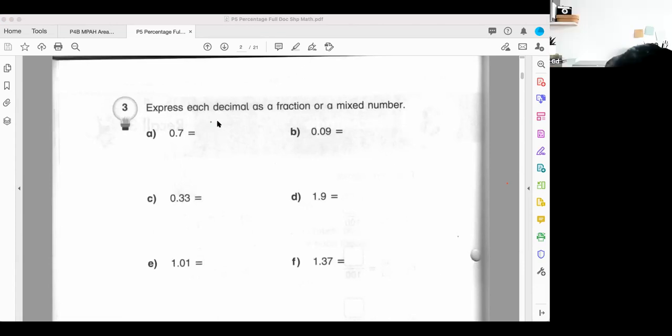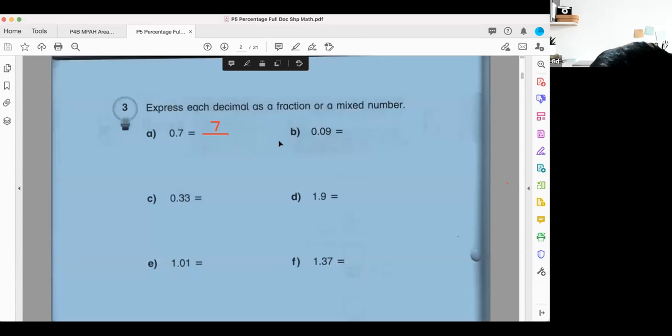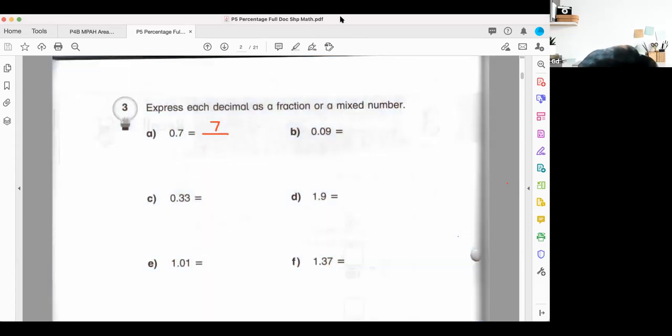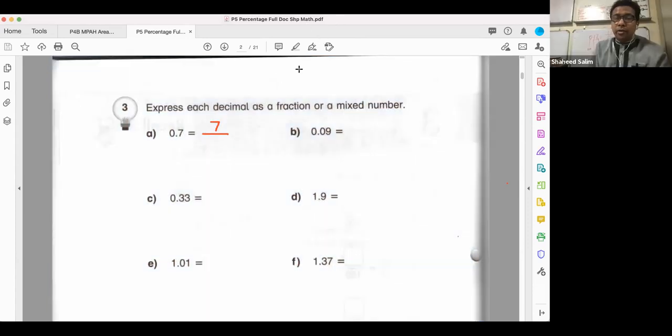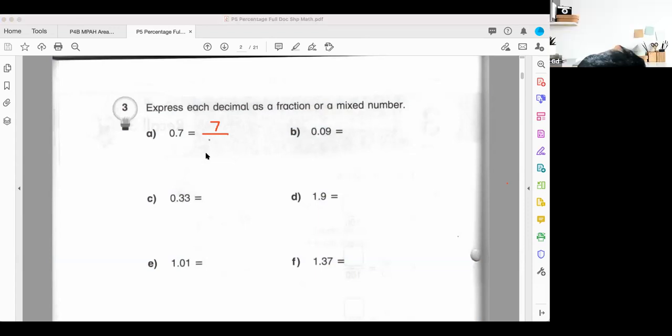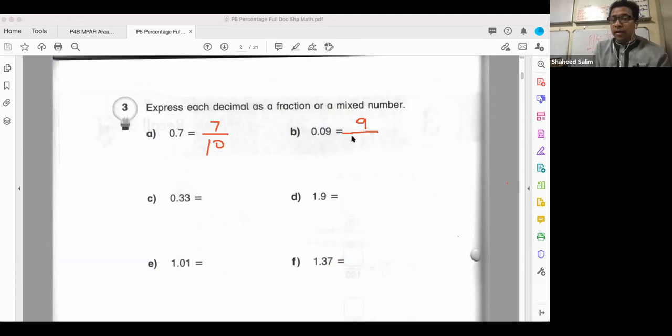7 out of 10. Okay, next one. 9 out of 100. Well done. Okay, next one. 33 out of 100. Yes, correct. How do you know it's over 100? Tell me. Because there are 2 digits here, so 2 zeros. That's one way. Or you can say 1 stands for 100, so it must be 100 here. 33. The next one now.